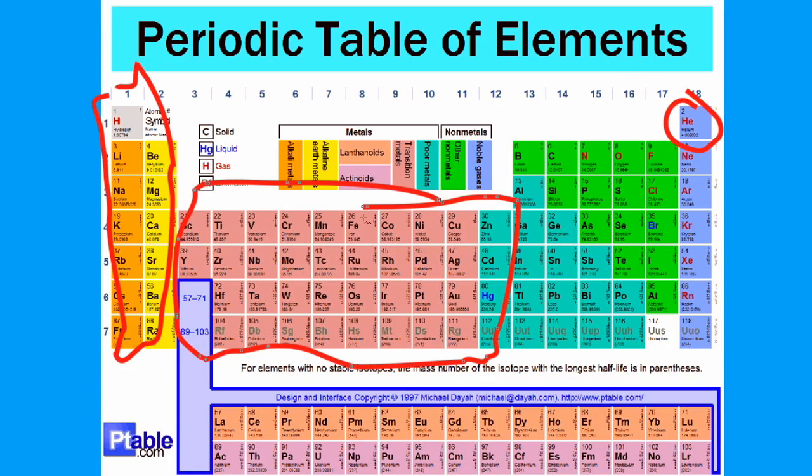Then we go to the P region, which is the last 6 columns on the right side of the periodic table, excluding helium though, because it's in the S region. So all of these elements over here. And finally, the F region, which are the elements 57 through 102, which are located at the bottom of the periodic table. So these elements way down here.